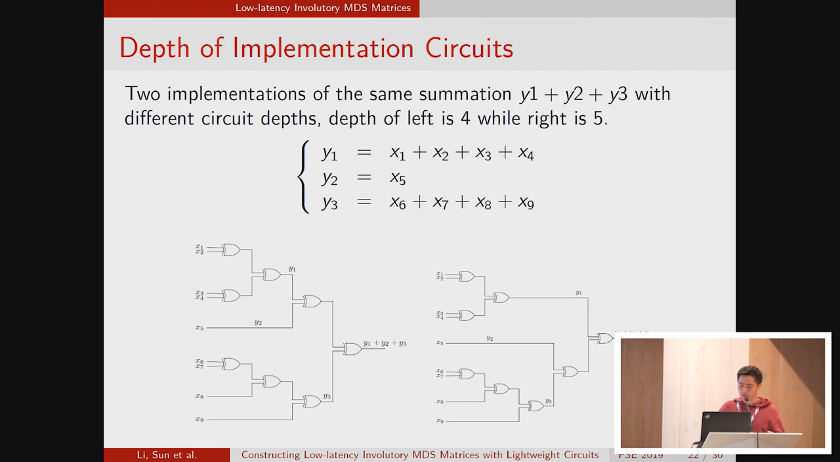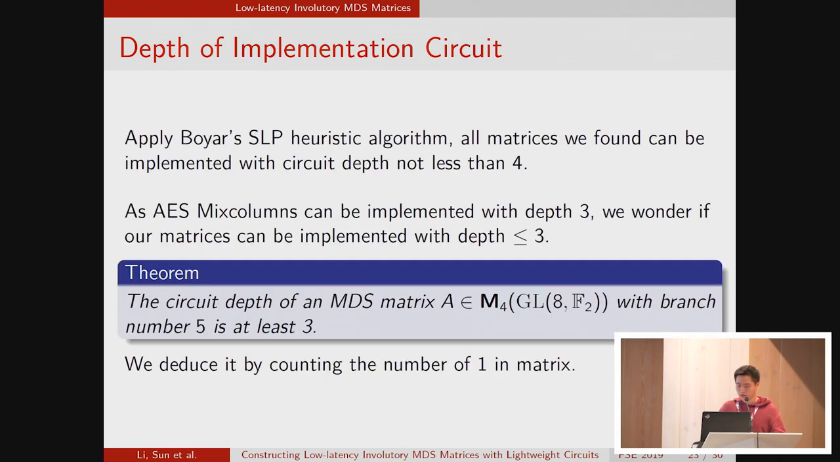And now we consider the depth of implementation circuits. Here is an easy example. These two implementations are all the same summation y1 plus y2 plus y3. y1 is the summation of first four variables, while y3 equals the last four variables summation. And the depth of the left circuit is 4, while the right is 5. So the sequence is important.